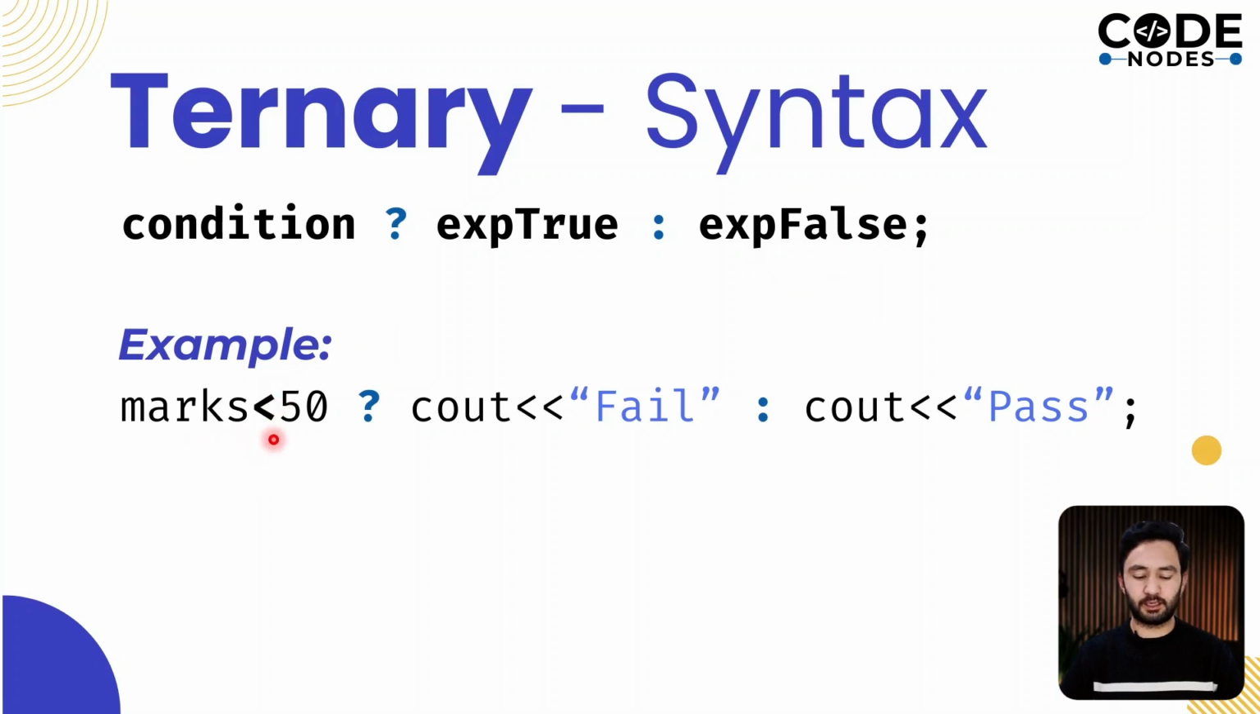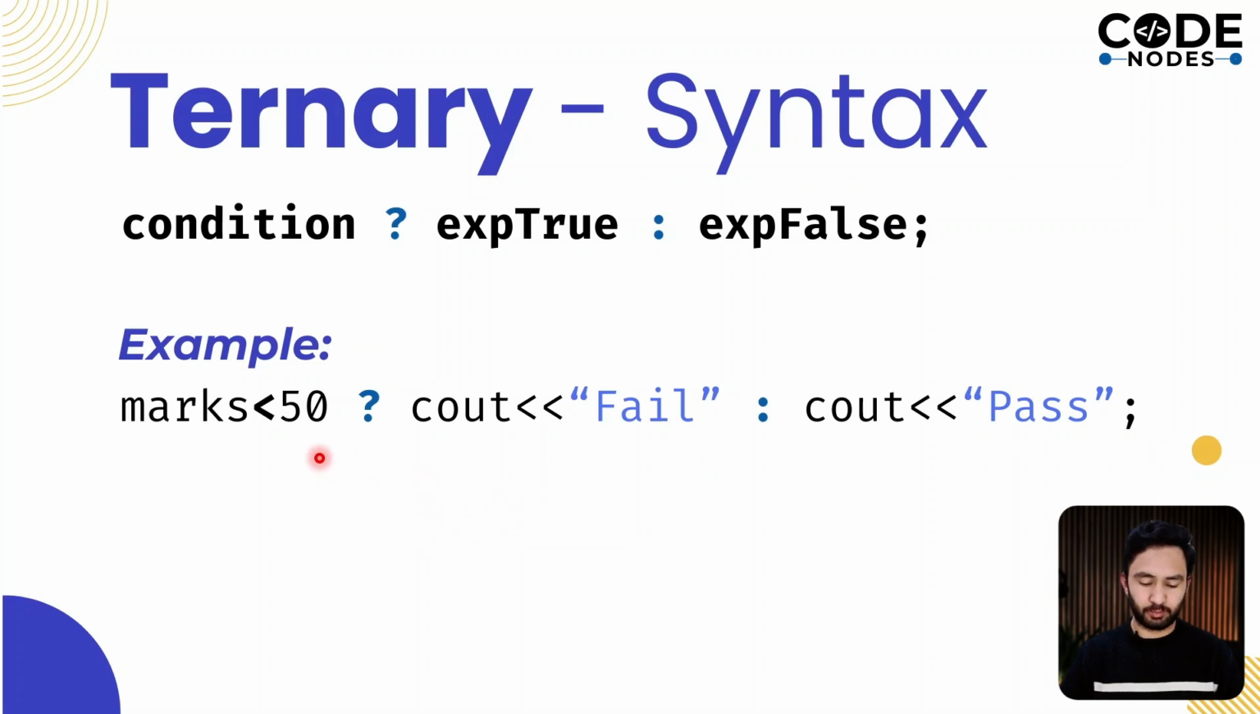Here you can see an example with marks. If the marks is less than 50, then the expression should print fail. If the marks is greater than 50, or this less than 50 is false, then the expression should print pass. And lastly, we have used the semicolon once in this whole line.